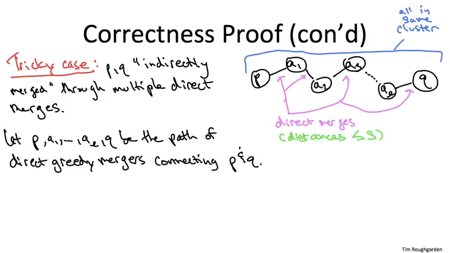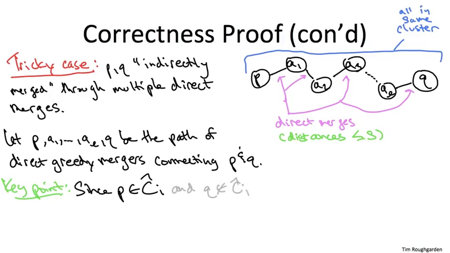So given that P and Q are in a common greedy cluster, it must be that there is a path of direct mergers that force them to be in the same cluster. So let's let the intermediate points involved in that path denoted A1 up to AL. So here's the part of the proof where we basically reduce the tricky case to the easy case. So we've got this pair of points P, Q. Now remember, not only are they in a common greedy cluster, but they're in different clusters in our competitor, in the C hats. So the point P is in some cluster, call it C hat I, and Q is in something else. In particular, it's not in C hat I.